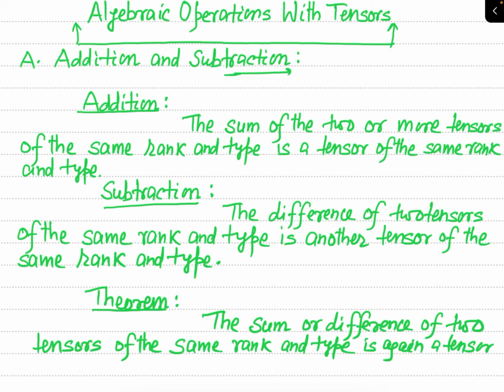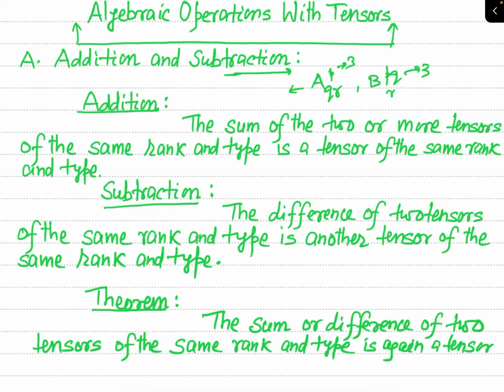If you want to add two tensors, there are actually two conditions. The two tensors must be of same rank and same type too. For example, let us consider there are two tensors. Let us say there is a tensor A^P_QR, contravariant index P and covariant indices QR. And another tensor is, let us say, B_PQ^R. You can see both of these tensors are of rank 3, but they are not of same type.